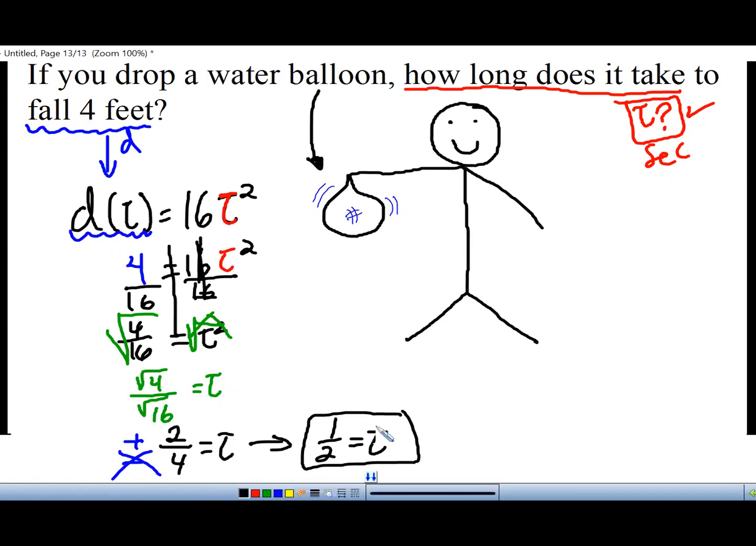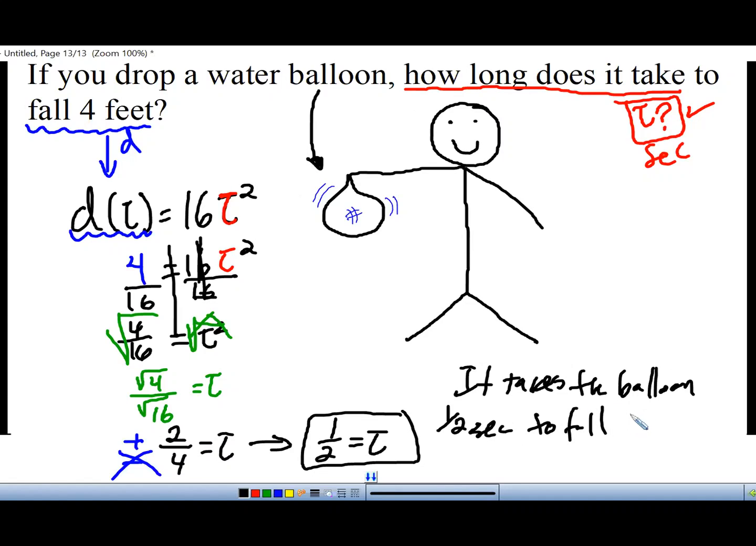So let's write our answer here in a sentence format. If you drop a water balloon, how long does it take to fall 4 feet? It takes the balloon half a second to fall 4 feet. 10Q.